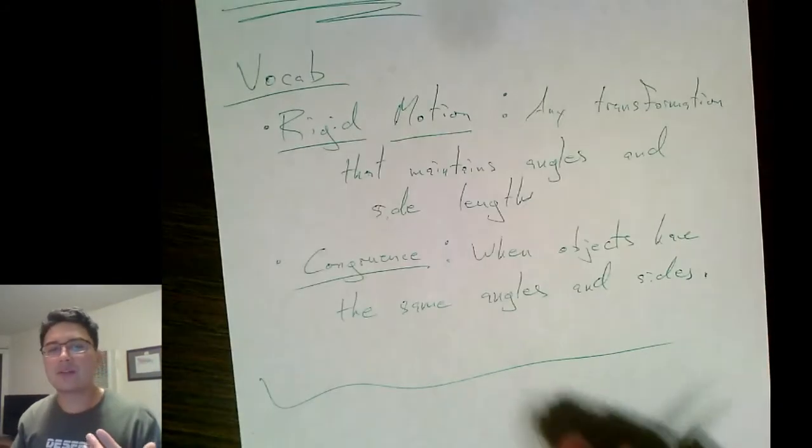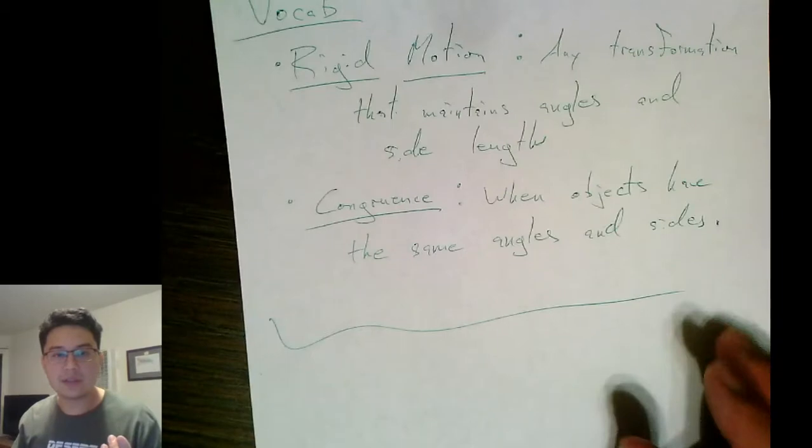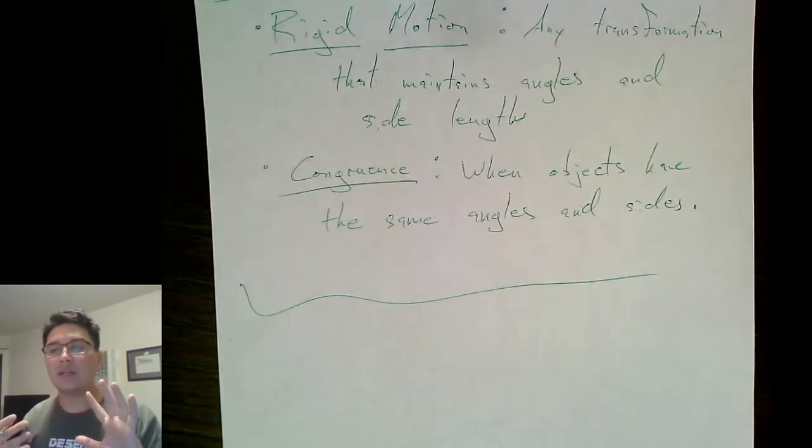That's pretty much the entire video. The way that the homework or the book assignment for this section is going to work is you're going to be given different objects, and they're going to ask you to determine if they're congruent objects, or they're going to give you a transformation, which could be a composite transformation.